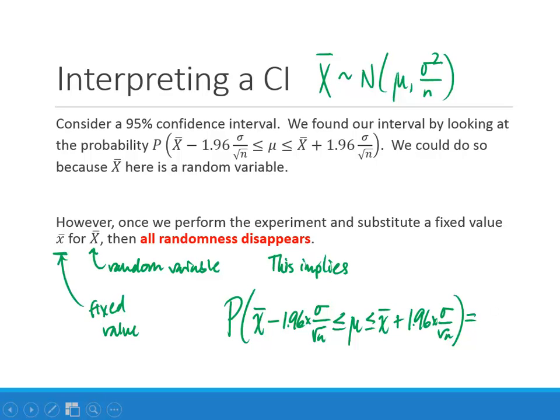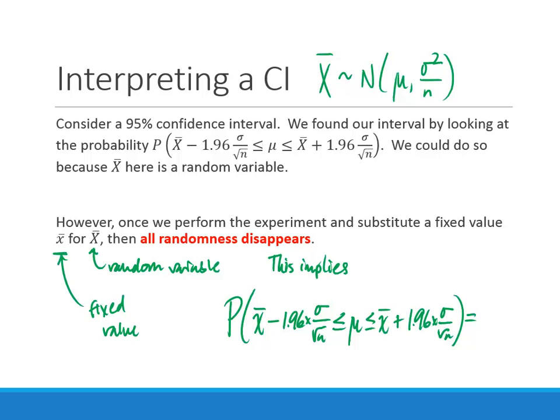What is that thing going to be equal to? Any ideas? Again, it's a probability statement, but I have no random numbers in there. It's a range? An interval? I don't know. 0 and 1. It would be 0 or 1. Why do you say that? Because either it contains the mean or it doesn't.